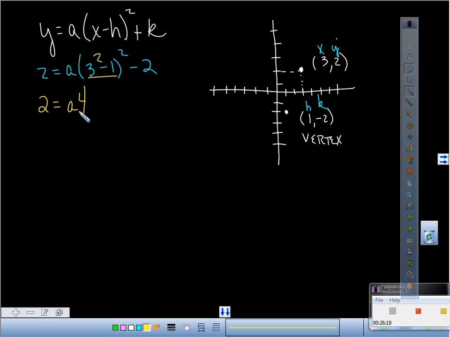Don't write it like that. That makes your brain go, what? You don't want to put a little sign in between there. Multiplication is commutative. We write 4A. And then minus 2. I'm solving for A, so tell me what to do. Add 2. Perfect. So now I get 4 is equal to 4A. So what's A?